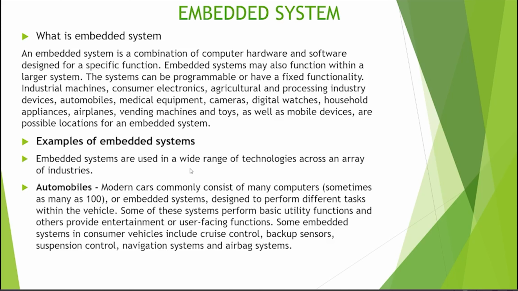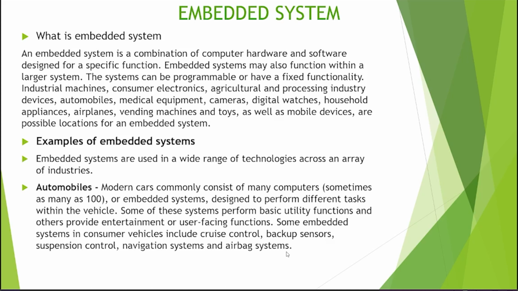Embedded systems are used in a wide range of technologies across an array of industries. Automobiles: modern cars commonly consist of many computers or embedded systems designed to perform different tasks within the vehicle. Some of these systems perform basic utility functions and others provide entertainment and user-facing functions. Some embedded systems in customer vehicles include cruise control, backup sensors, suspension control, navigation system, and airbag system.